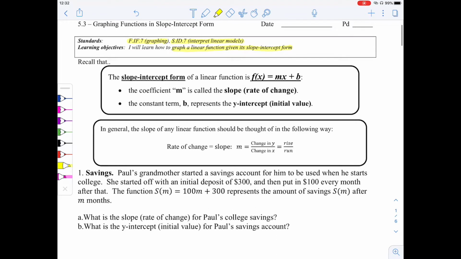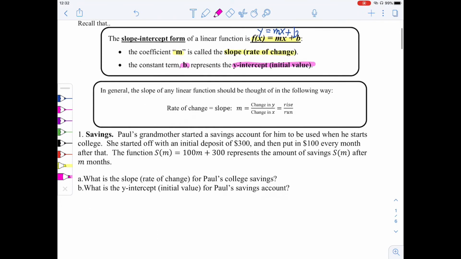So our slope-intercept form again is f of x equals mx plus b. You can see that a lot. It's the same thing as y equals mx plus b. Same exact thing. F of x and y, remember, are the same. And then you have your slope m, which is your rate of change. And you have your constant b, which is your y-intercept, your initial value.